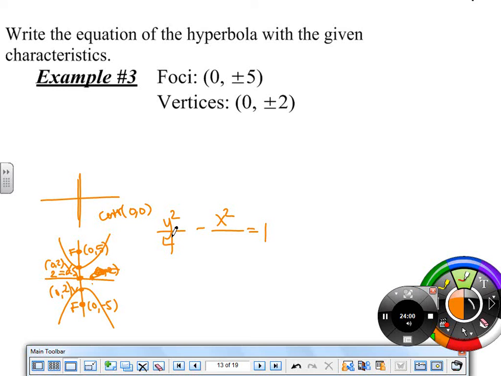I don't know anything about b. I do know the c distance here from the focus to the center, that c is 5. So I'm going to use c squared equals a squared plus b squared. So c squared would be 25. a squared would be 4. And so b squared is going to be 21, and that's going to fill that spot of my equation.